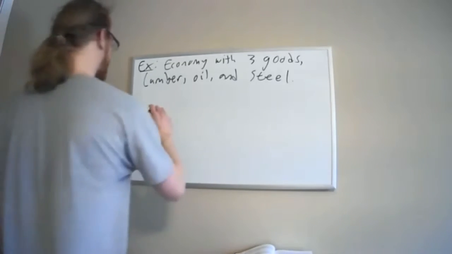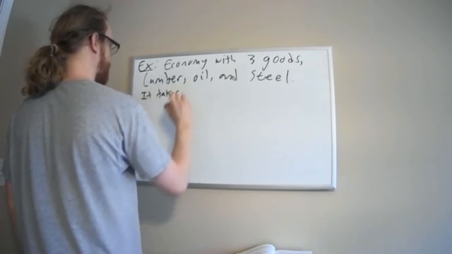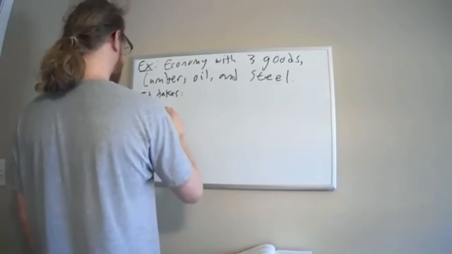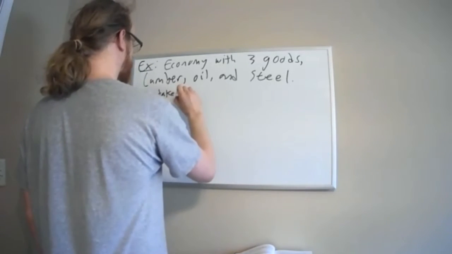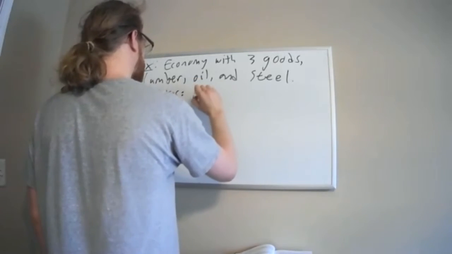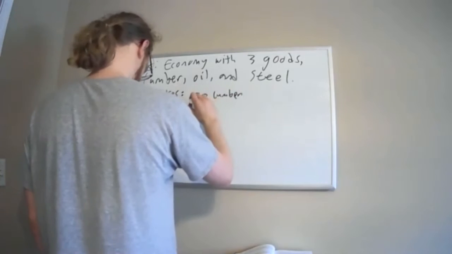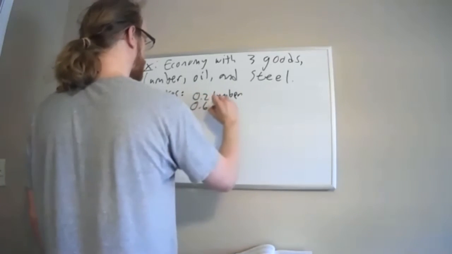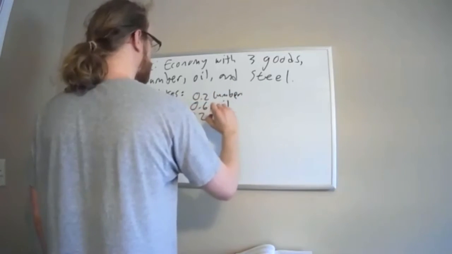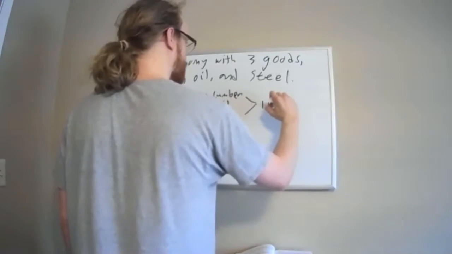So let's say it takes the following. To produce 1 unit of lumber, it's going to require, let's see, what do I want? I want 0.2 lumber, 0.6 oil, 0.2 steel. This is all to produce 1 unit of lumber.